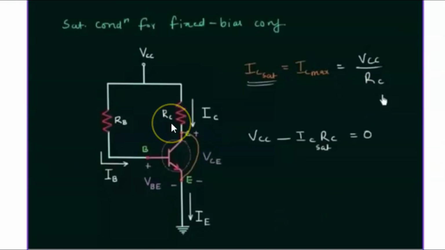अब बात करें हम लोग the saturation condition for the fixed bias configuration, so उसके लिए we just have to apply KVL in the output loop of the circuit after short circuiting the common and emitter ends. So we are going to get our equation as VCC minus IC saturation RC equal to 0. तो यहां से we are going to get the condition which is equal to VCC by RC.